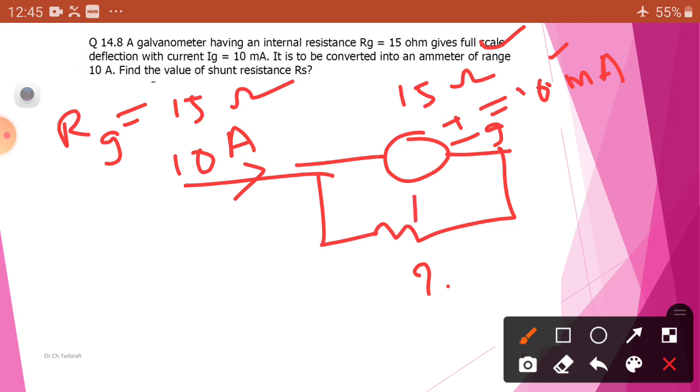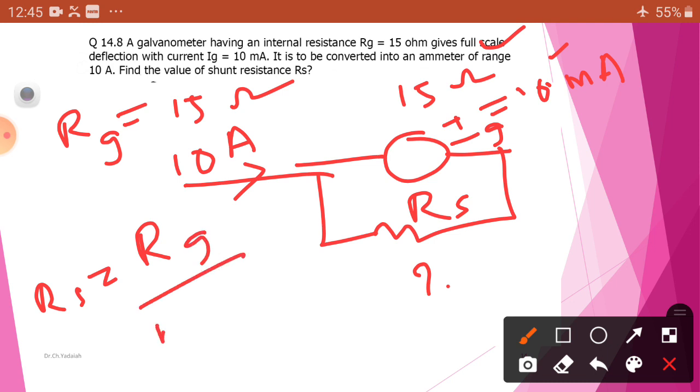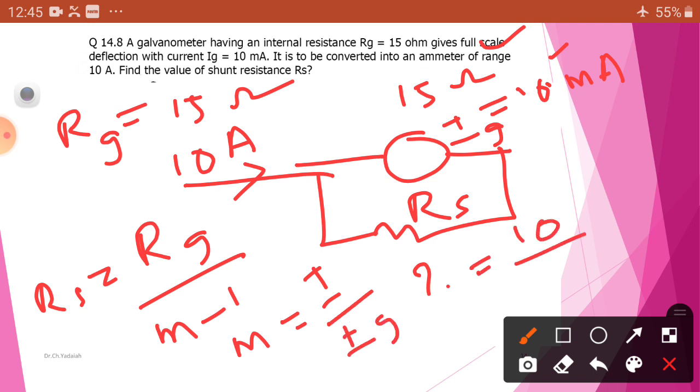So we know that Rs is equal to, what is the formula we calculated previously? That is Rm, Rm is called here Rg, divided by m minus 1. So what is the m? M is equal to I by Ig. What is the I? 10 amperes. What is the Ig? 10 milliamperes, 10 into 10 to the power of minus 3 amperes. Then what is the value? The zeros cancel, so nearly 1000 times. M is equal to 1000 times.